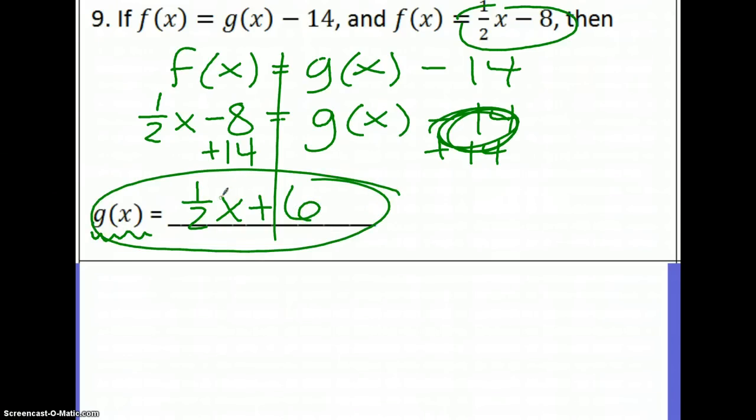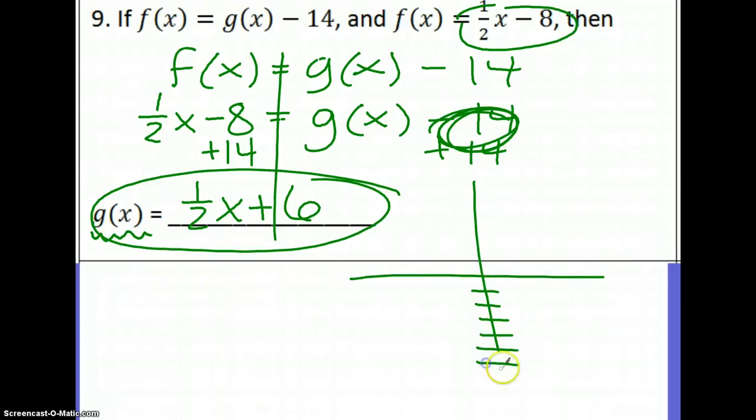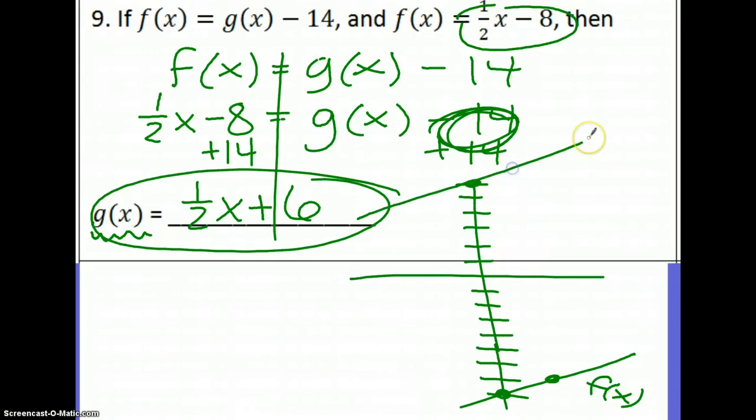And if you think about what that means, this is down 1, 2, 3, 4, 5, 6, 7, 8, up 1 over 2. f would look like this, whereas g would be up 1, 2, 3, 4, 5, 6, up 1 over 2, same slope. So what this says is you take g, take away 14, and that gives you f.